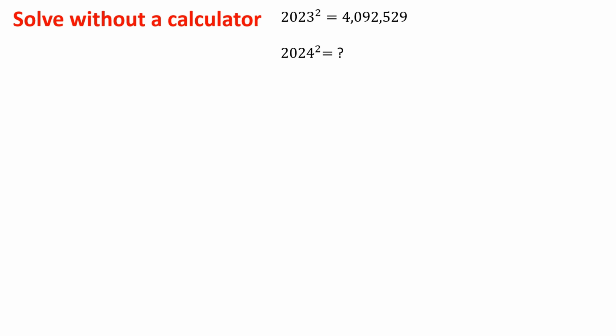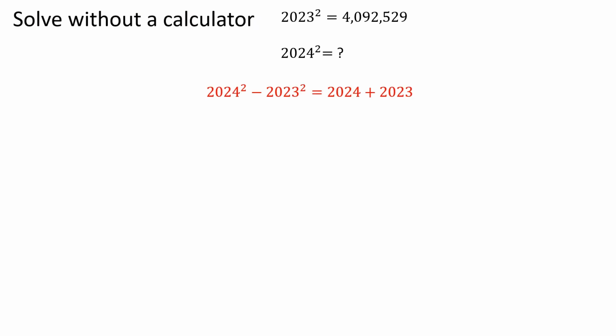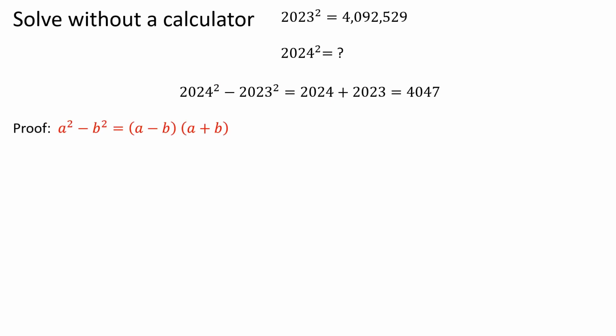To solve this problem, you need to know that the difference of squares of two consecutive natural numbers is equal to the sum of these numbers. 2024 squared minus 2023 squared is equal to 2024 plus 2023, which is equal to 4047.